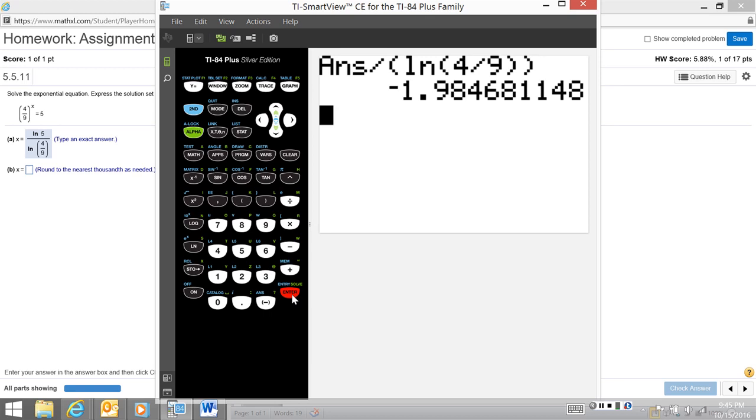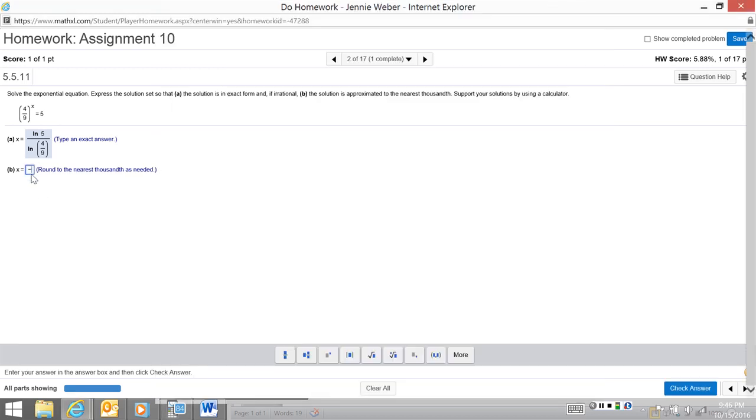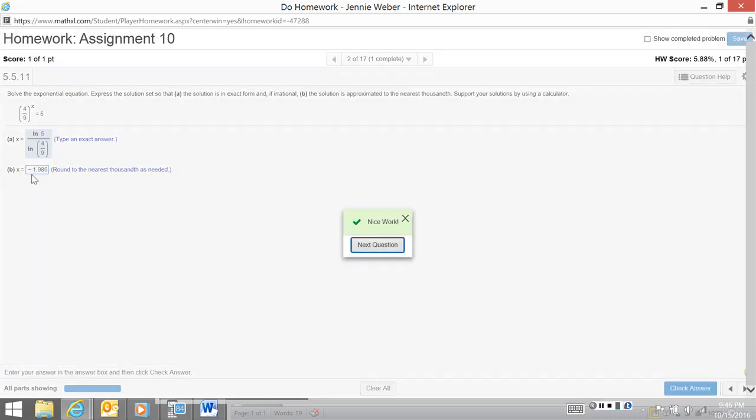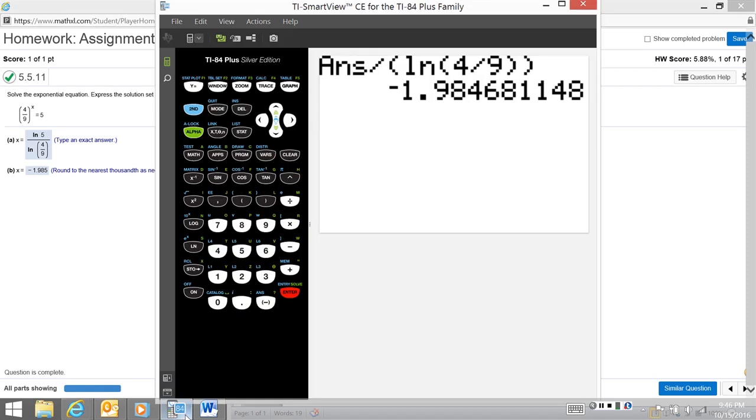9, 8, and thousandths would be 5. So come back here: -1.985. Now, this is the answer, but this says support your answer using a calculator. What does it mean? Well, how can we support our answer using a calculator? What we can do here is graph this (4/9)^x, and then we simply look for when that equals 5.